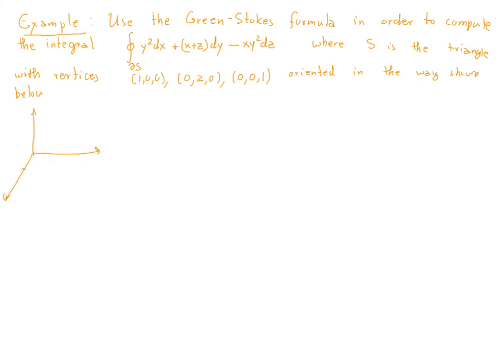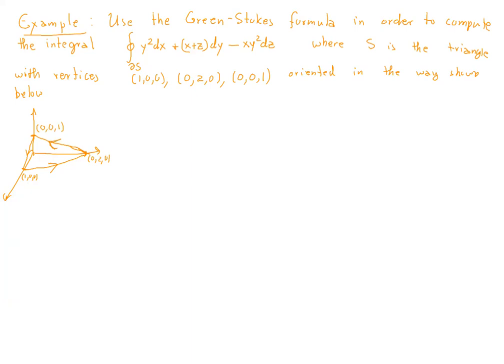So let's say this is (1, 0, 0). The 2 must look a little larger, and then we have this. So this is our triangle. And let's say that we want to orient it this way. So it's oriented this way. So this is again the point (1, 0, 0). This is (0, 2, 0). And this is (0, 0, 1).